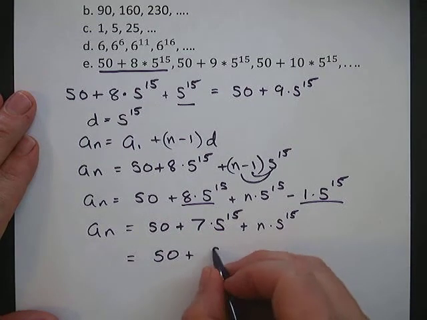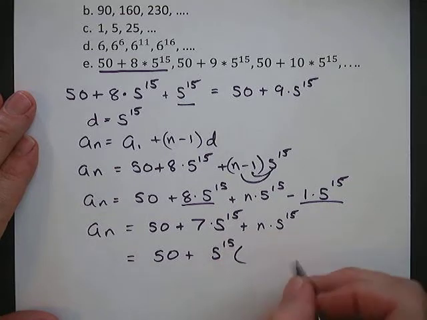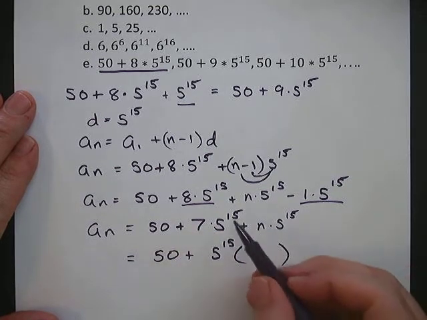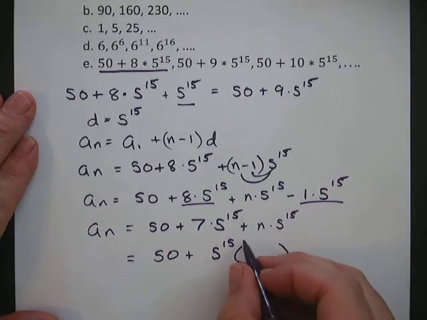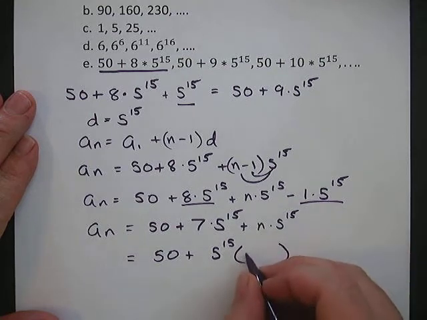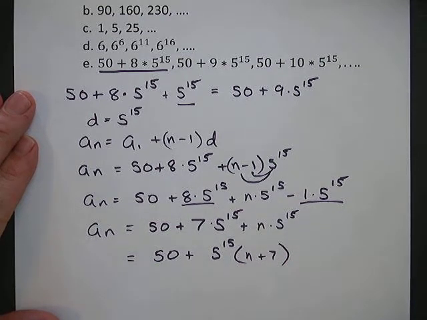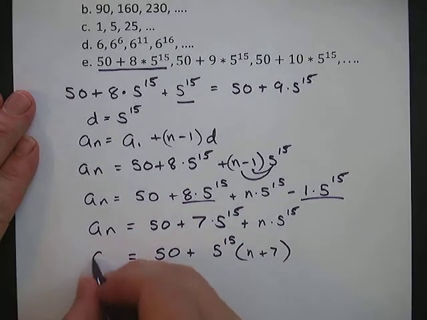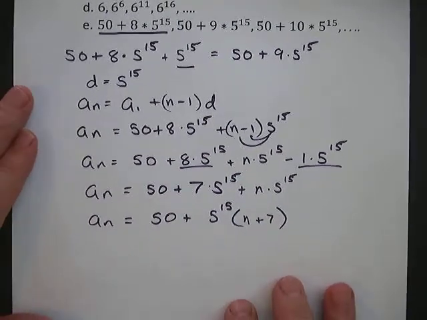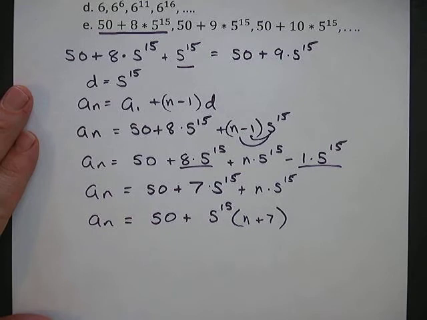So plus, here's the 5 to the 15 that's coming out front. What does that leave on the inside? Well, if this one, the 5 to the 15 goes away, that's a 7. And if this one goes away, that's an n. So I'll write n plus 7. 7 plus n, either way. Okay, so this is the nth term: 50 plus 5 to the 15 times n plus 7.